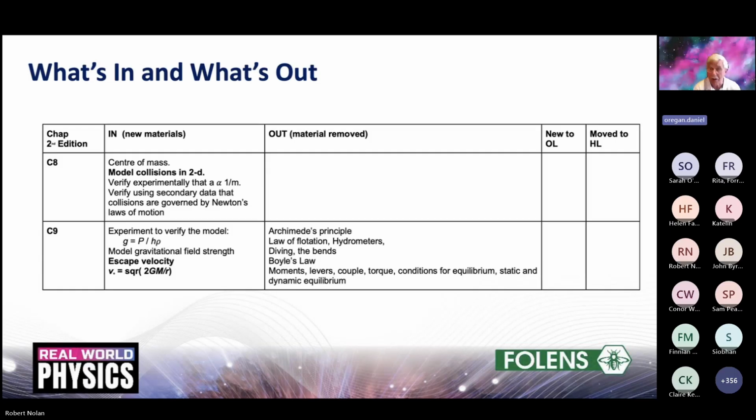Also, at higher level, there's a formula for escape velocity from a planet or other celestial body. Again, calculations are straightforward. The only thing to watch out for there is the formula is not in the table, so students will have to remember it. But it's not particularly difficult. Next slide, Rob.